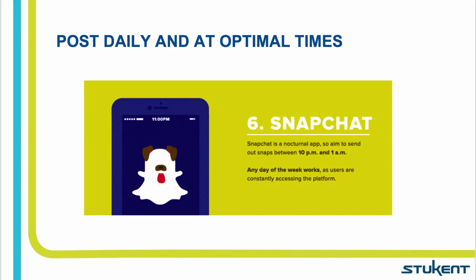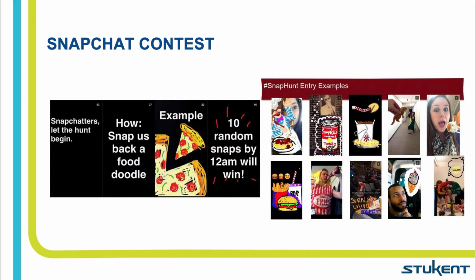Post daily and at optimal time. Snapchat is a nocturnal app, man. A lot of the other ones we're talking about, hey, man, middle of the day, 9 to 3, mostly weekdays. Nah, Snapchat's overnight. So aim to send out snaps between 10 p.m. and 1 a.m. It's a late night owl type deal.